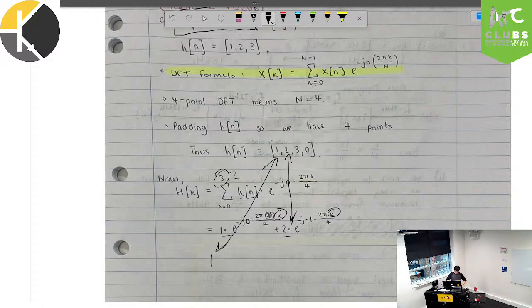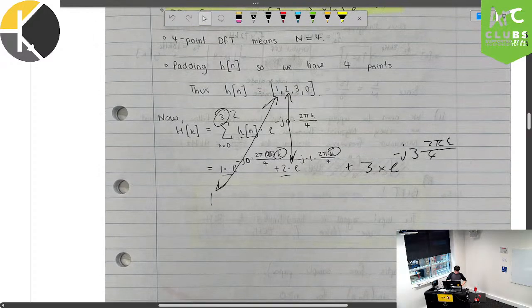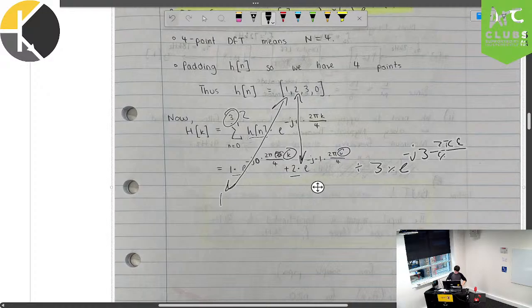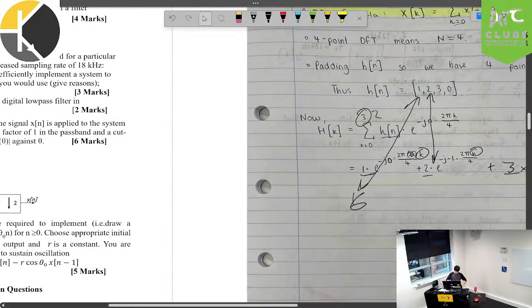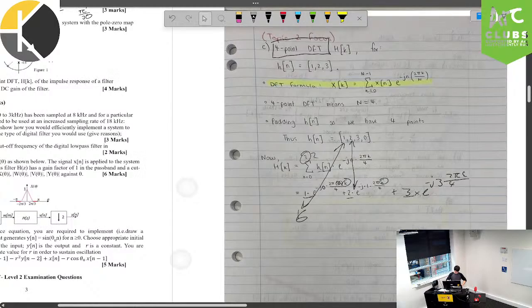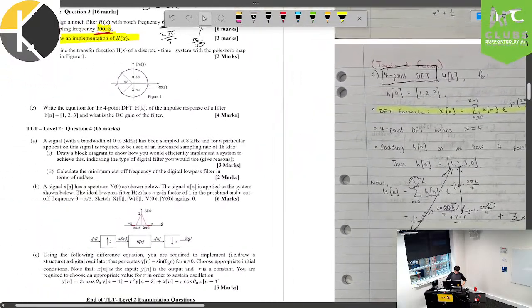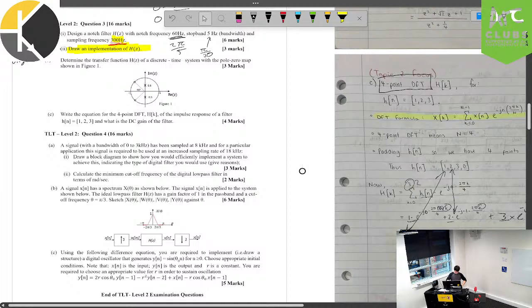And when we plug in a 3, we get this side, okay? So 1 plus 2 plus 3, oops. We have a DC gain of 6, all right? That's that. All right. Nice.